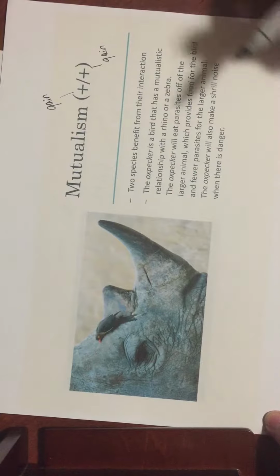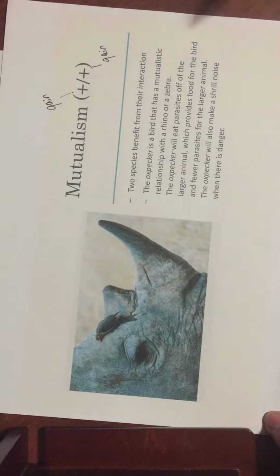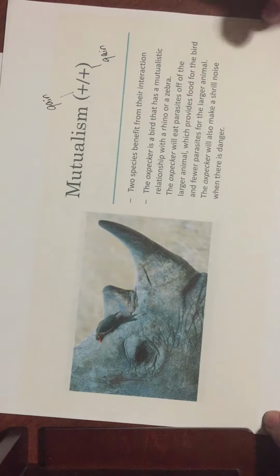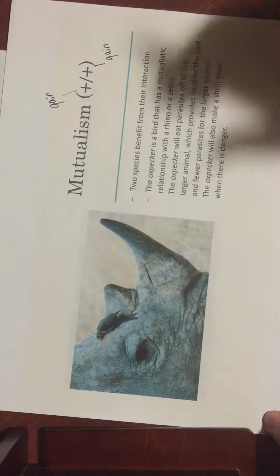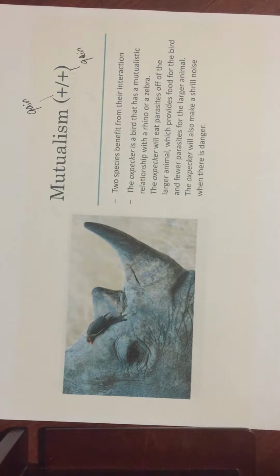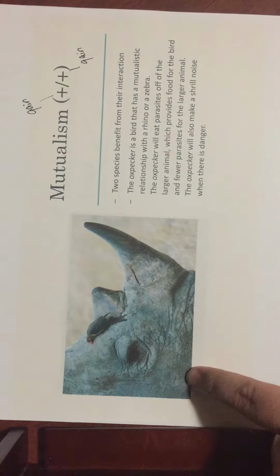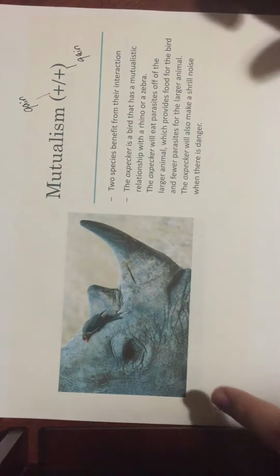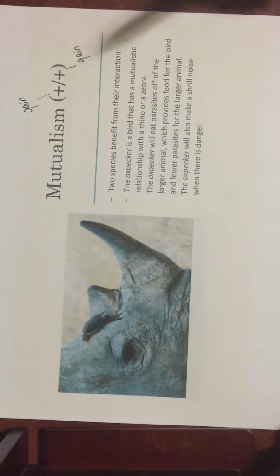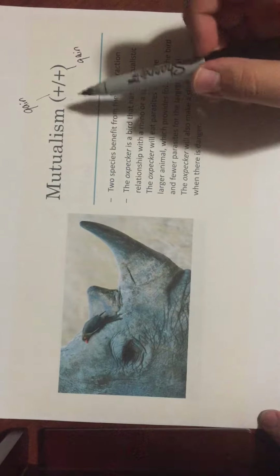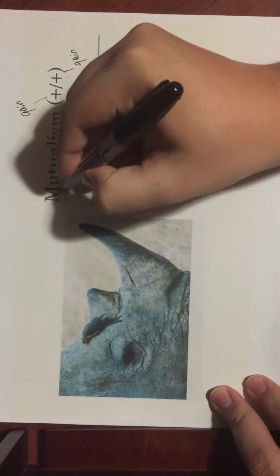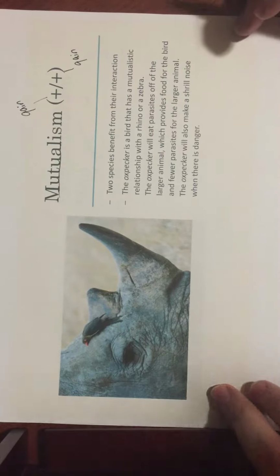We have mutualism. Take a look at the notation. We have plus plus, so that means species 1 is gained, species 2 is gained, okay? And here in this interaction, we learned a little bit about it earlier. We have an oxpecker, and our oxpecker is going to eat parasites off of the rhino's skin, and the rhino is going to give a free ride, essentially, to the oxpecker. So both organisms gain from this interaction, thus the plus plus, okay? Think mutualism. Just think of the word mutual. Very important in this sense, right?